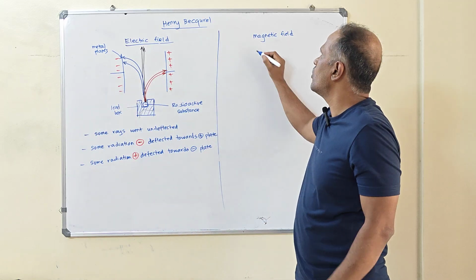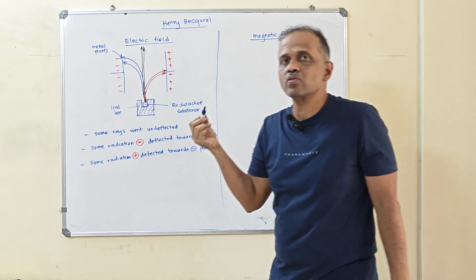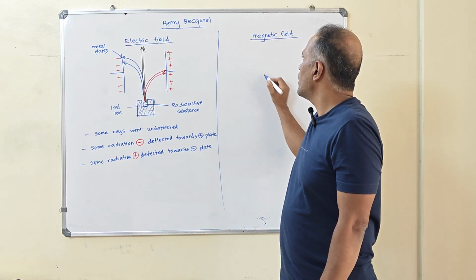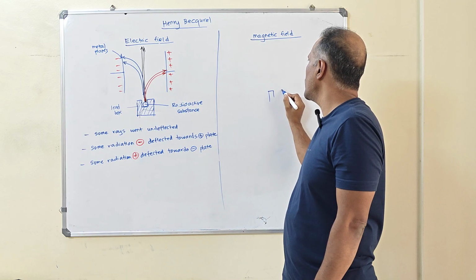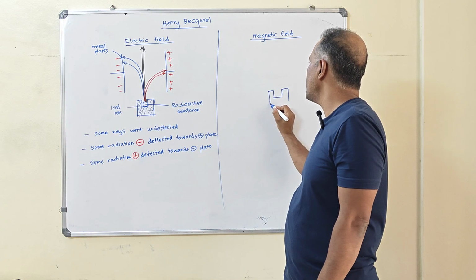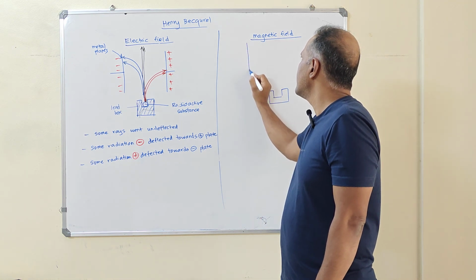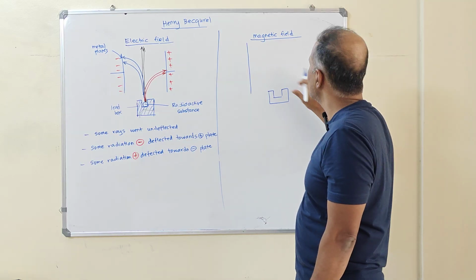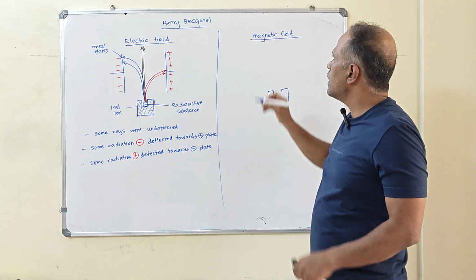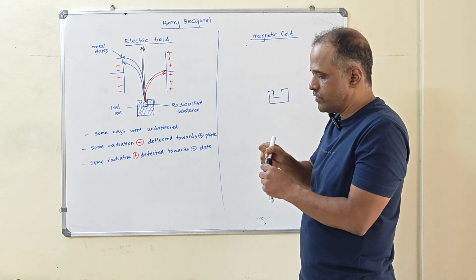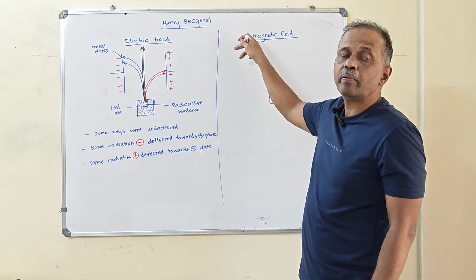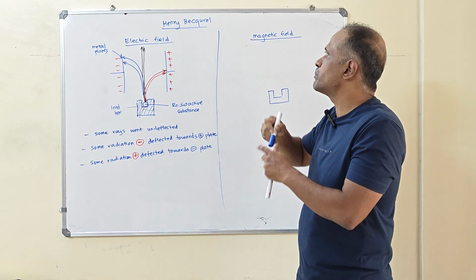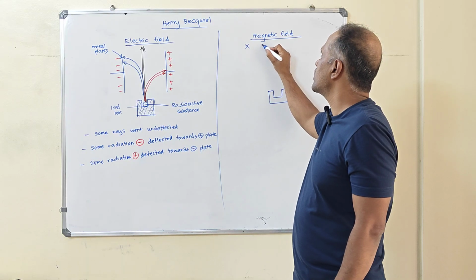Now the second thing is about the magnetic field. What was the nature of the radiations when they were exposed to a magnetic field? He had the same setup, but now instead of an electric field, a magnetic field was present. Instead of drawing plates, I will draw a magnetic field going inside the plane of the board. I will draw it as a cross.